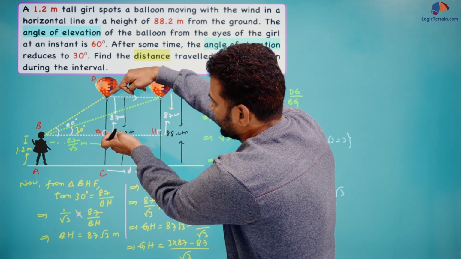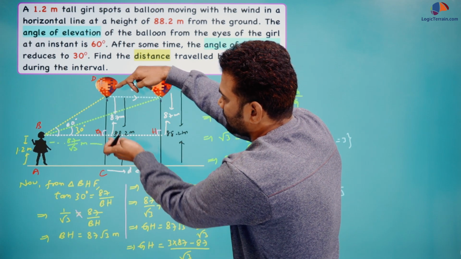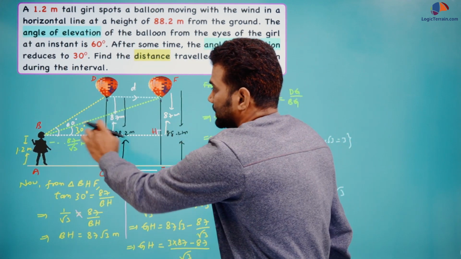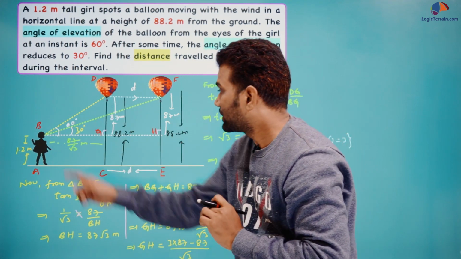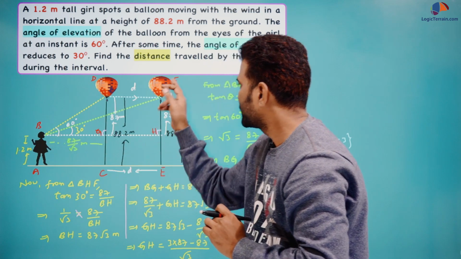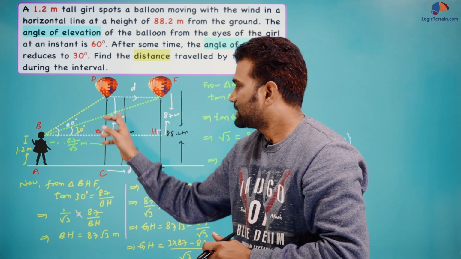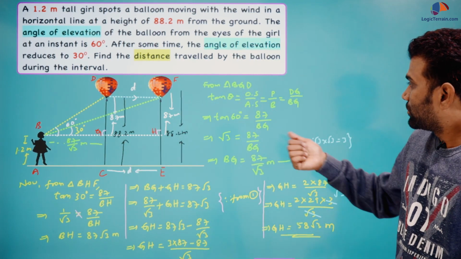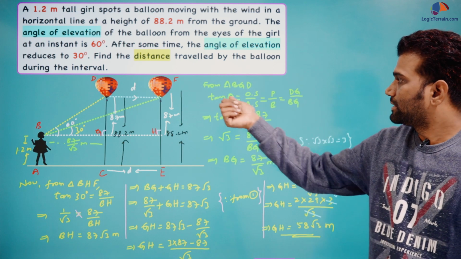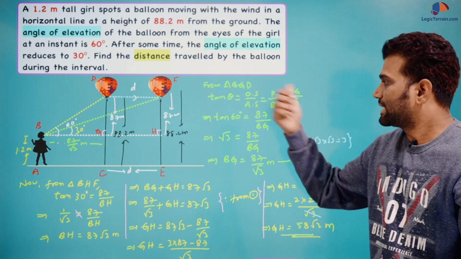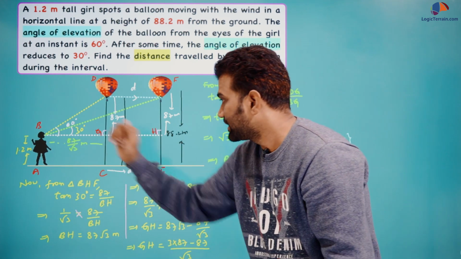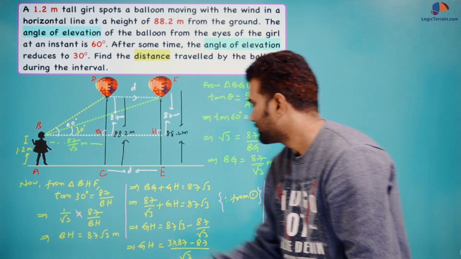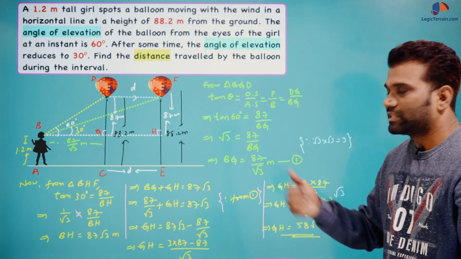So from this point, what about the height of the balloon? 88.2 minus 1.2, that is 87. So here we have two right angle triangles, one is BZD, another one is BHF. With angles and opposite sides, again by using tan theta, right? So from using BZD, tan theta is equal to opposite side upon adjacent side. Here theta is 60 degrees and opposite side is 87. By using that, we have got BZ equal to 87 upon square root 3 meters.